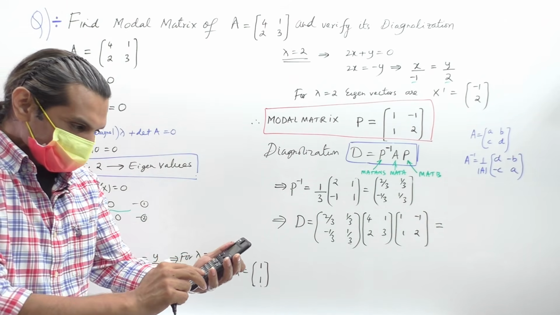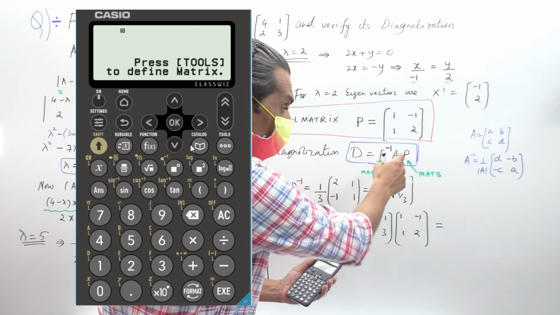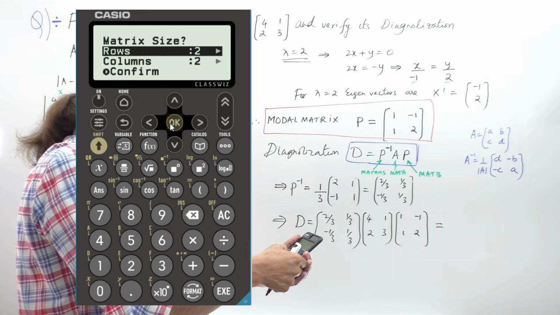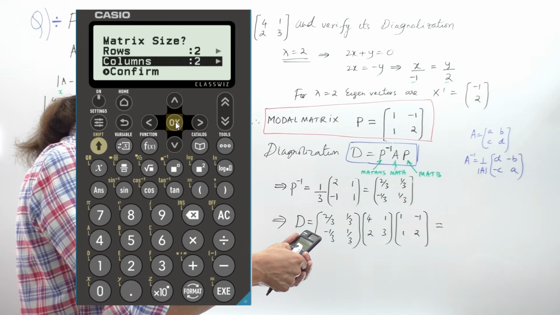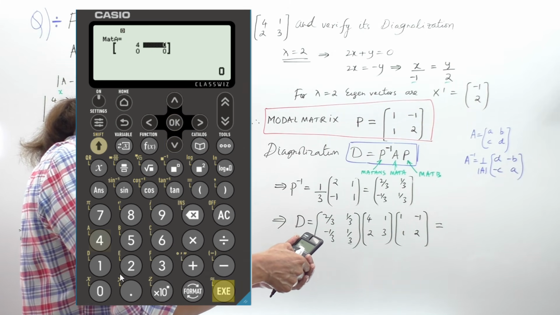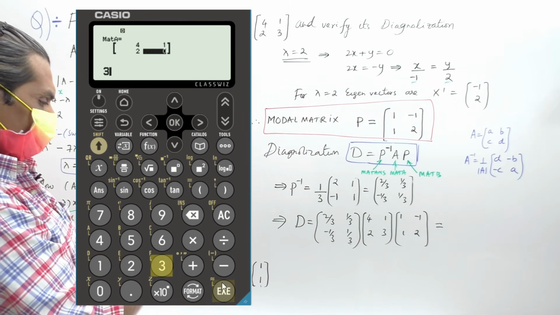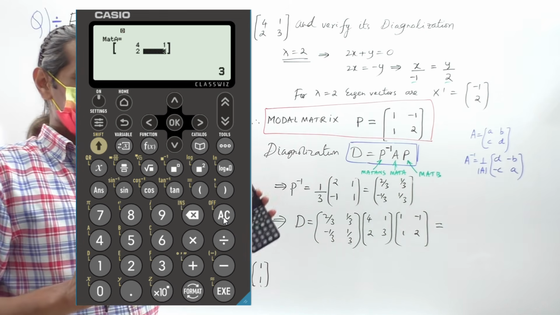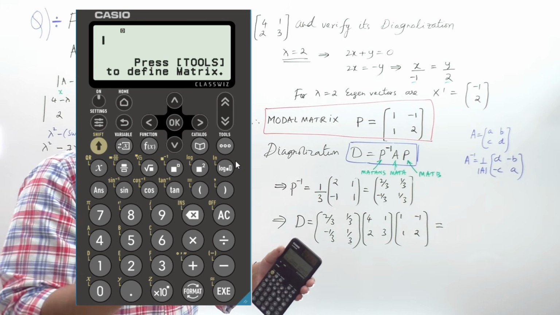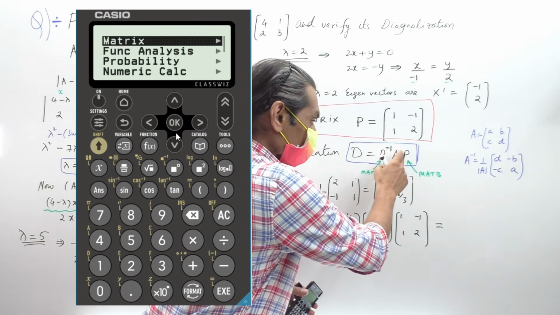Simply, what to do now? Press AC. As you see, matrix A I need to store in mat A only. So let's see. Tool, matrix A, again rows is 2 and columns is also 2. Confirm. Now we'll store matrix A: 4, execute, 1, execute, 2, execute, 3, execute. Done. So we have the entire thing stored here. We have entered matrix P in B, we found the inverse stored in matrix answer, and we entered matrix A itself.